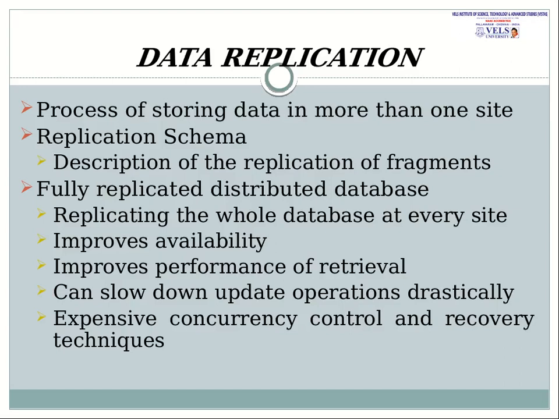A fully replicated distributed database means replicating the whole database at every site. It is for storing purposes and improves availability. You can access all the relations from more than one site, in the entire database, at all sites. It improves the performance of retrieval, since you can easily retrieve data from each and every site. But it can slow down update operations drastically, because data is stored at more than one site, so updates automatically slow down.